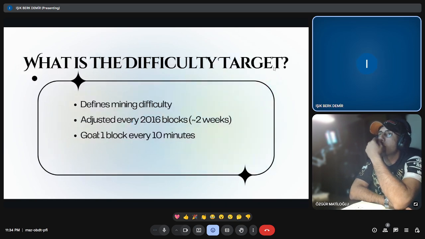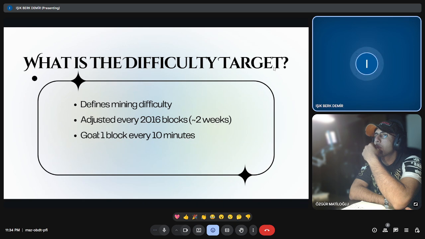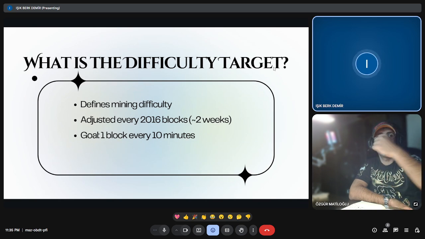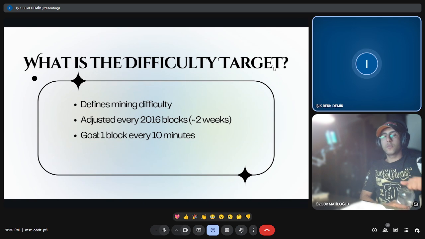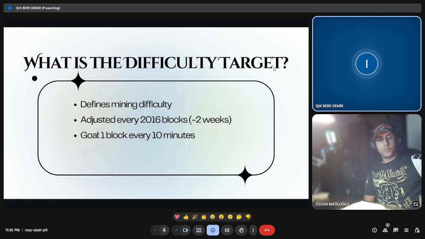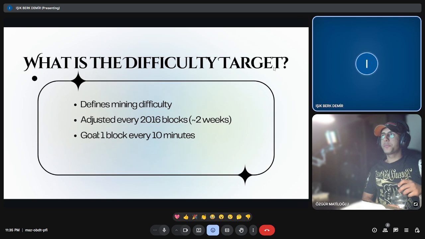And next up, what is the difficulty target? It's one of the key points we mentioned before. So, what exactly is this difficulty target? It's a measure that defines how hard it is to mine a new block. In Bitcoin, this difficulty isn't static. It's adjusted every 2016 blocks, which is roughly every 2 weeks. The goal is to ensure that on average, one new block is mined every 10 minutes. So, if blocks are being mined too quickly or too slowly, the network adjusts the difficulty up or down accordingly to match the pace.